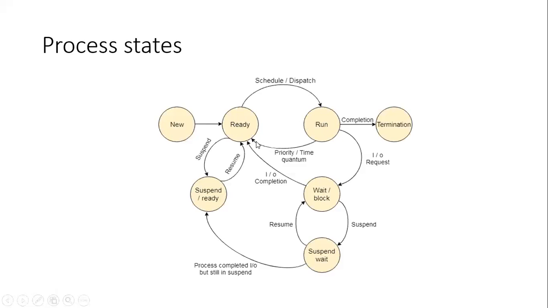Then what will happen? As I told you, in the process life cycle, the user requires some input output operation as well. In its general operation, it requires IO devices as well. In that case, what will happen?